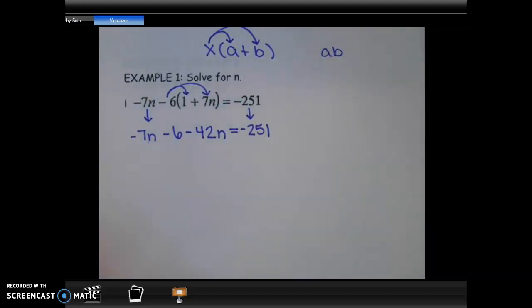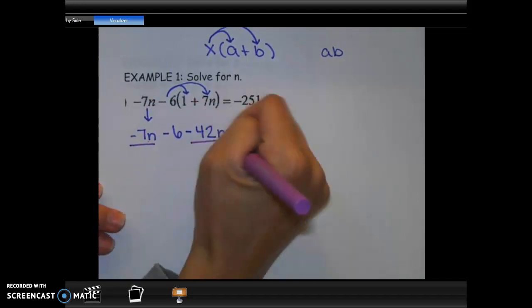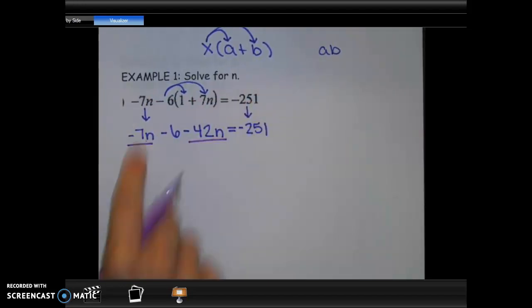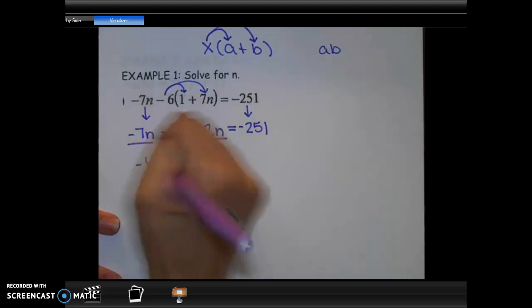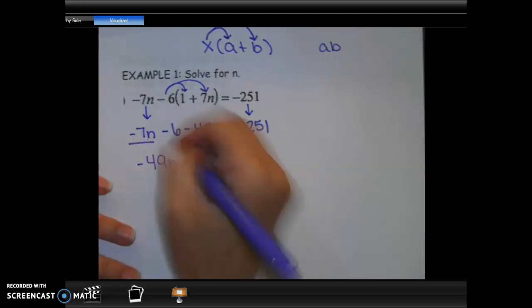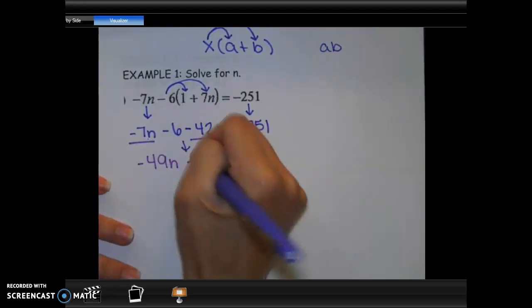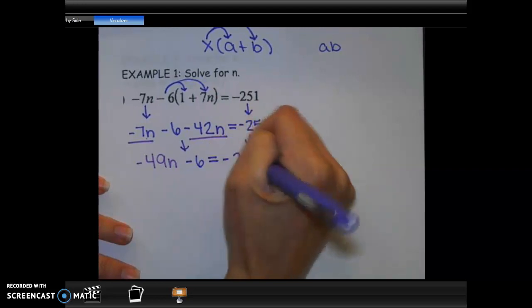So I notice here that I have negative 7n and I have negative 42n. They're like terms because they both have an n and just one n. Like it's not n squared, it's not n cubed, or anything like that. So when we combine those, we'd say negative 7 minus 42, that gives us negative 49n. Now, let's bring down what else we know. Well, we still have a negative 6 happening, and we still have our negative 251.